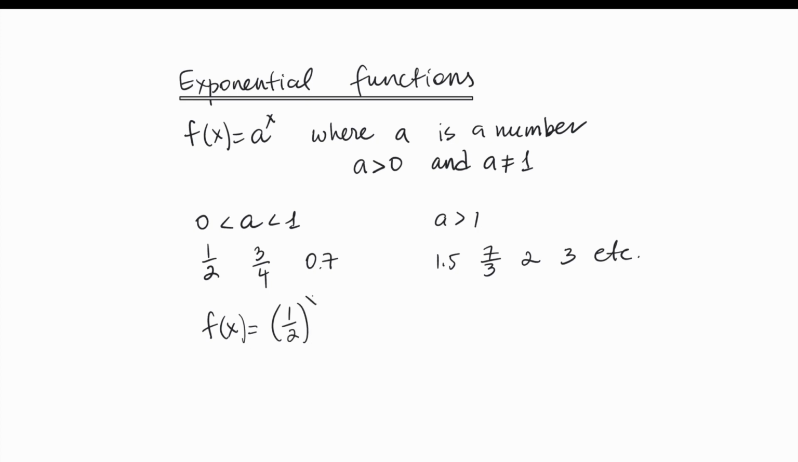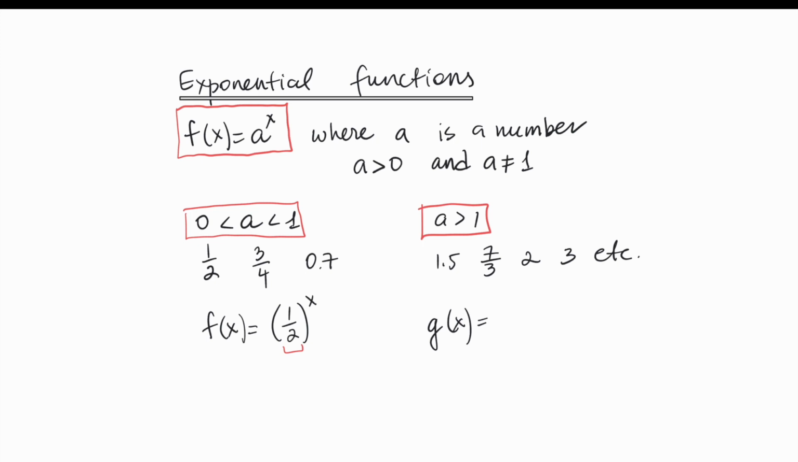So an example of the first kind of an exponential function is f of x equals, let's say, 1/2 to the power of x. So we just look back at this formula, a to the power of x, and my a here is 1/2, so it falls under this criteria where a is in between 0 and 1. And an example of the second kind where a is greater than 1, let's say g of x, that is equal to 2 to the power of x. So here your a is 2.